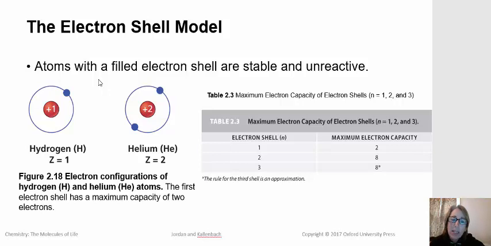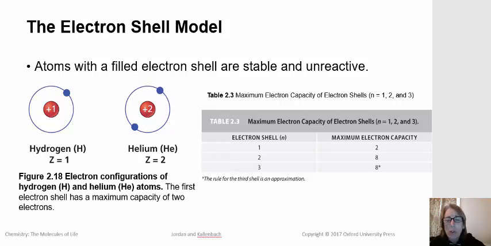All right, now let's look at the maximum electron capacity in each shell. So electrons want to be as close to the nucleus as they can, but once a shell becomes filled, then they have to go to the next shell, which is further away from the nucleus. So the first shell can hold 2 electrons. So on the slide, we see the 1 electron in hydrogen is in that first shell, and then helium has 2 electrons, and it's also in that first shell.